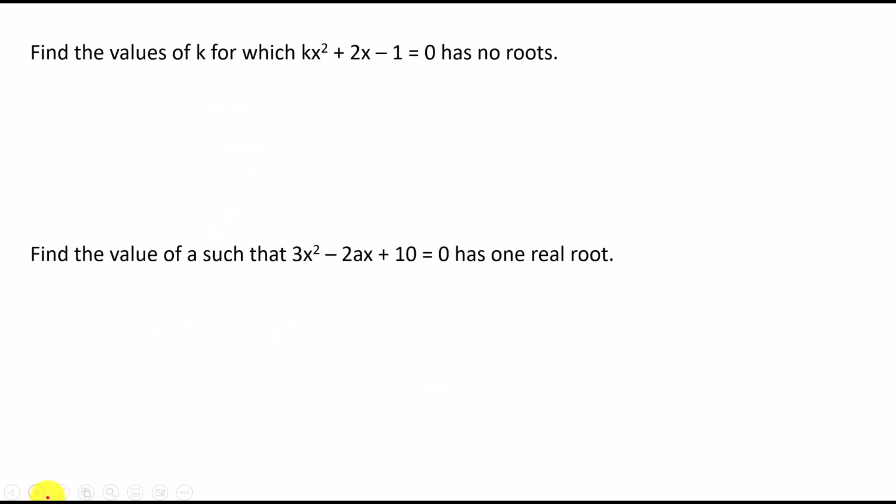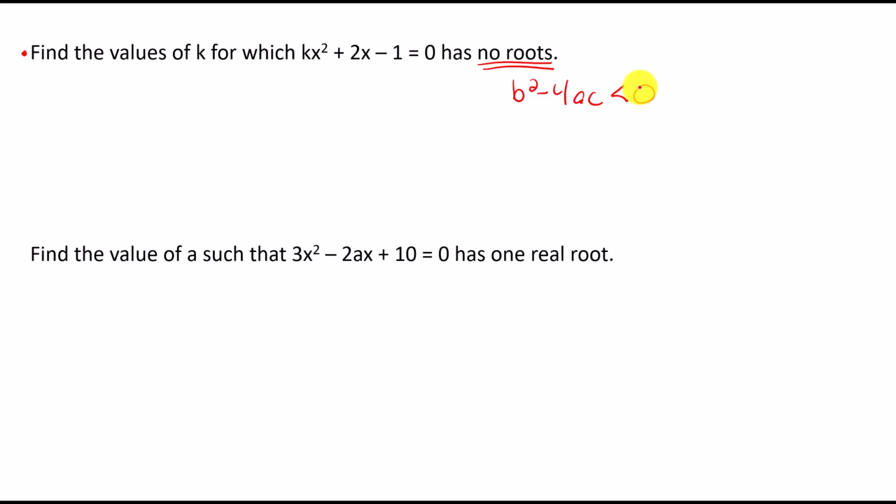Okay, so I want you to take a minute and try this problem. This one says find the values of k for which kx squared plus 2x minus 1 equals 0 has no roots. Remember that to have no roots, b squared minus 4ac has to be less than 0. You have to memorize those rules. So take a minute and try this problem.